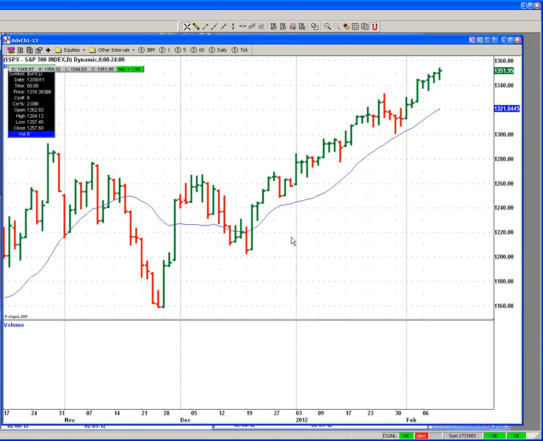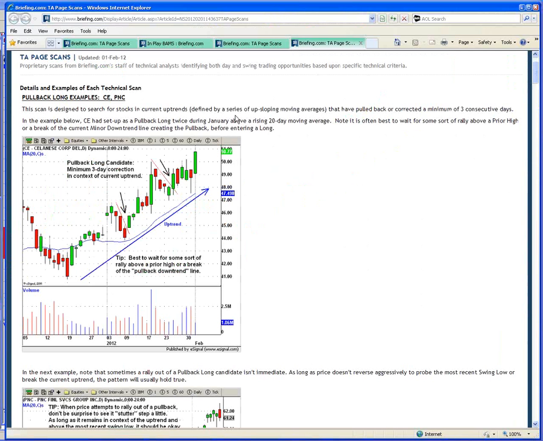Let's see, I'll go back to that page. All right, the first scan is a pullback long example. I designed this one, basically it has to be a stock that has to be in an uptrend as defined by the 20-day moving average, and you're looking for essentially 3 days down, three lower highs. That's it. And CE was a recent example here in January, and you can see it was 1, 2, 3 days down and started to rally out for a chance to get in on the long side. Your risk would probably be down here around the prior day's low, or even that day's low as it closed at the session high.